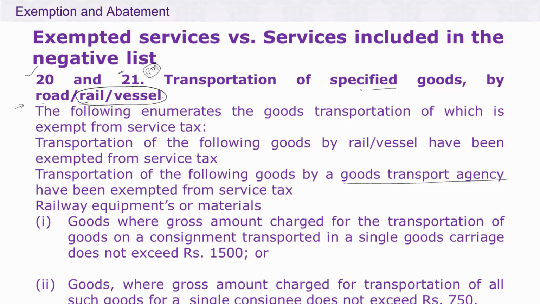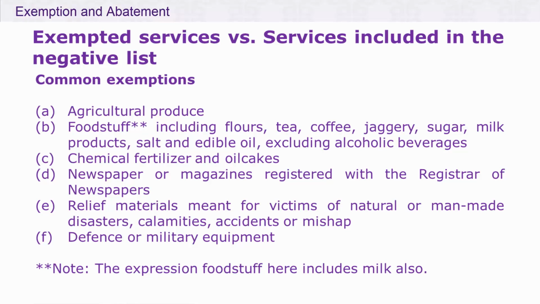I read out, for example, by rail or vessel, let me read first. Earlier petroleum products etc. were there. Now they are taxable. Carriage of petroleum products is now taxable. What is available is relief material. Relief material is there, entry number 20: relief material meant for victims of natural or man-made disasters. Defense material. So defense or military equipment is also there. And then these numbers are relevant for entry number 21, not 20.